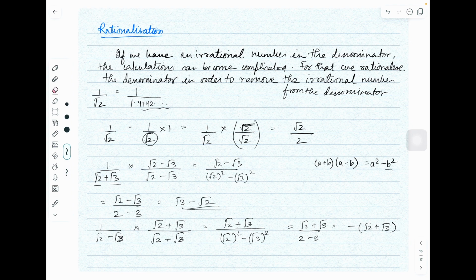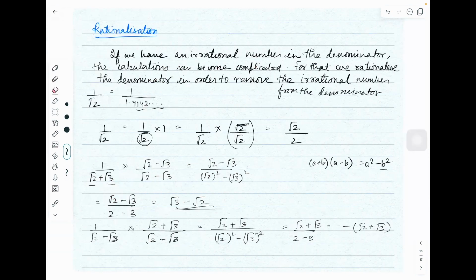Understood? So if a plus b is there, you have to rationalize with a minus b. If a minus b is there, you have to rationalize with a plus b. This is the whole funda of rationalization.